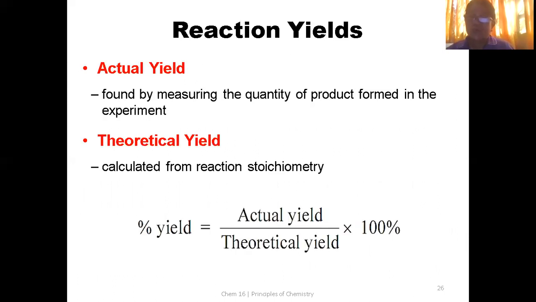Okay, then let us proceed to the reaction yield. Okay, so here, the percentage yield is known as the actual yield over the theoretical yield times 100. What do you mean by this? Okay, actual yield is kanang tinuod.